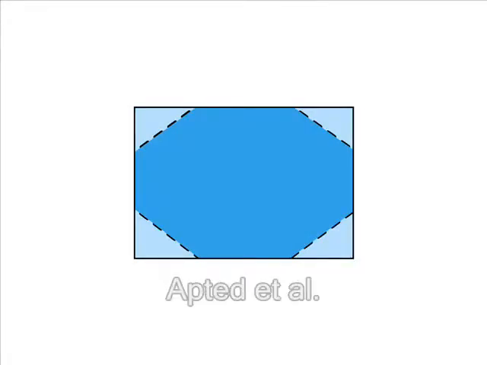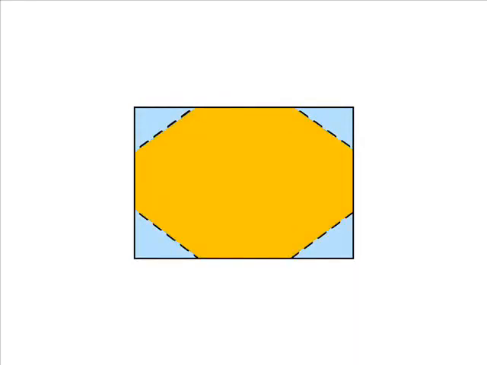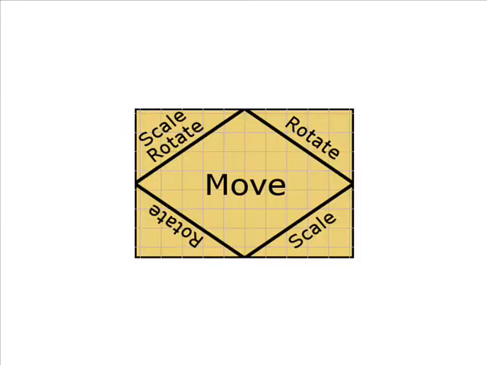Apted and colleagues suggested the use of handle regions to manipulate objects in a tabletop system. Their objects can be translated by touching on the center or rotated and scaled by touching in the corners. We adapted this technique to allow independent manipulation of rotation and scaling.